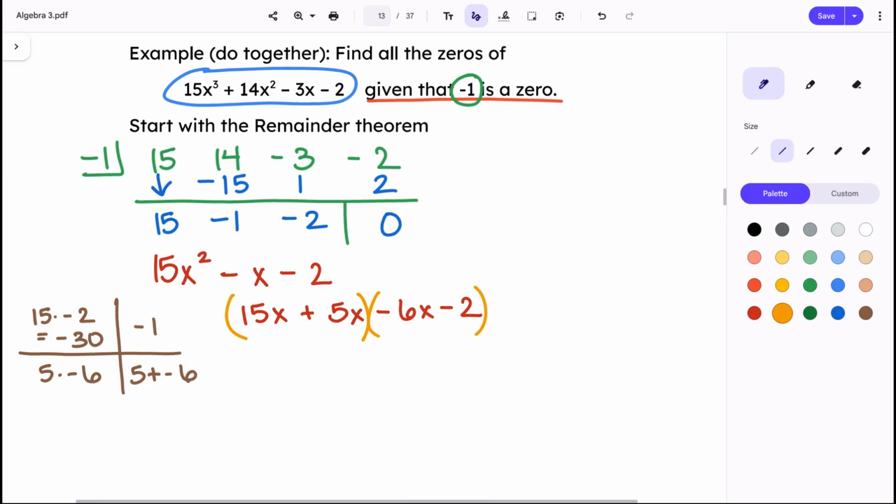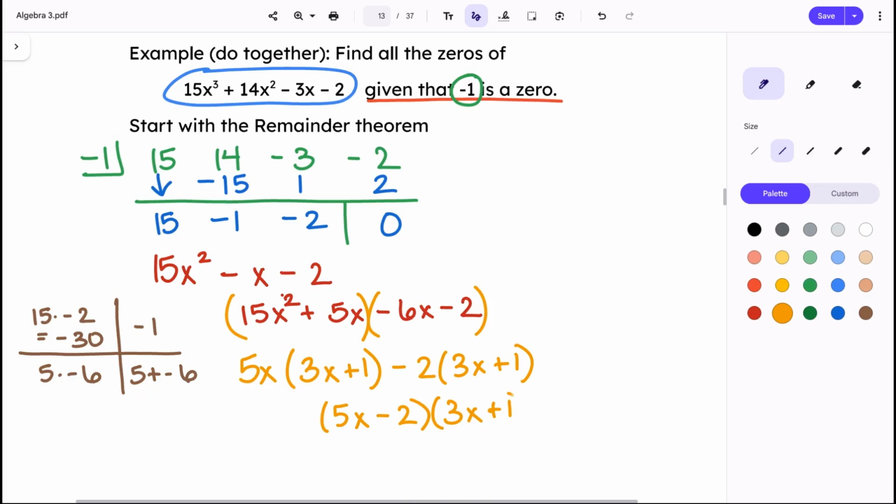What can we take out of that first? This should be an x squared. What should we take out of the first set? 5x, and that would leave me with 3x plus 1. Yeah. And then what do we want to take out of the second set so that we get 3x plus 1? Negative 2. Good. Okay, so then this becomes 5x minus 2 and 3x plus 1.